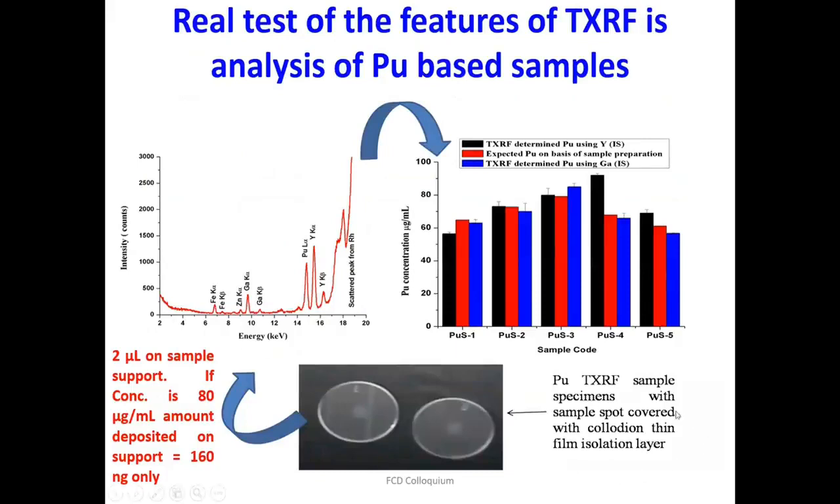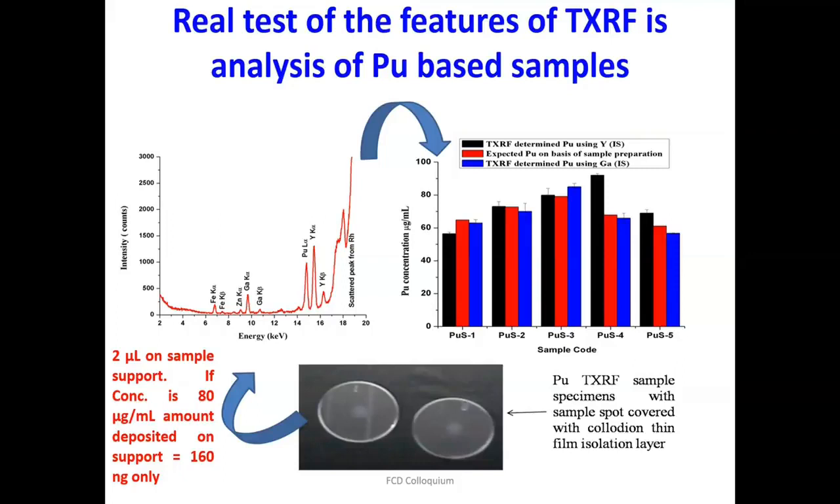What we did, we took 2 microliter of sample on the TXRF sample support, dried it, and then covered it with collodion. Collodion is an organic liquid. We put it on, it dries fast and makes a very thin film over this plutonium. And then we wiped it with tissue paper, in those areas where the plutonium sample is not there. These operations were done in the fume hood. After that, it was checked for any loose activity, then transferred, and its spectra was recorded in ambient air.